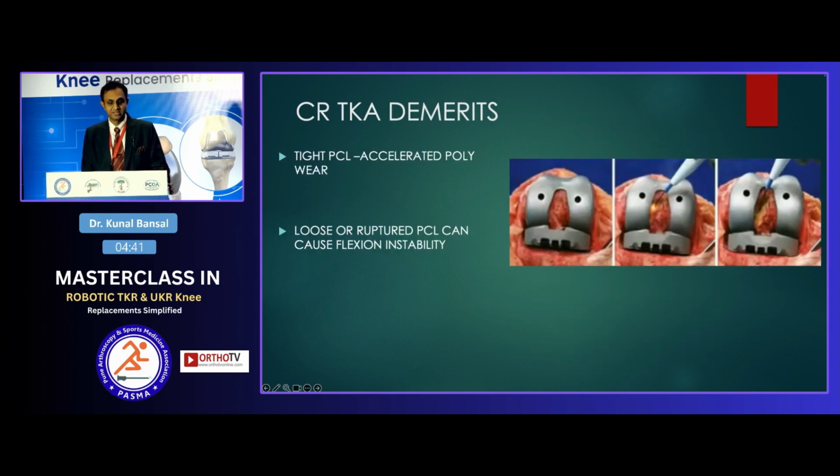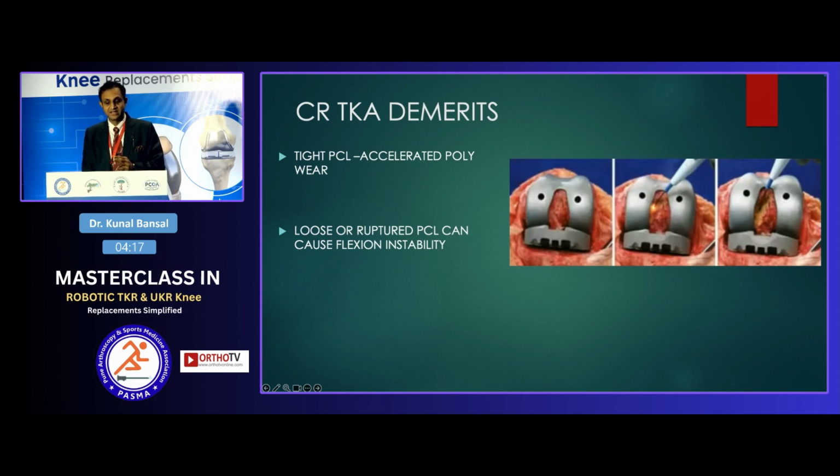What are the demerits? If there is a tight PCL, it is very, very difficult to balance the knee unless you follow an algorithm. If you retain the tight PCL and you attempt to keep that implant, there will be accelerated polywear. So what do we do in case we have to balance a CR knee with a tight PCL? We go for a sequential release of the PCL and accordingly balance.